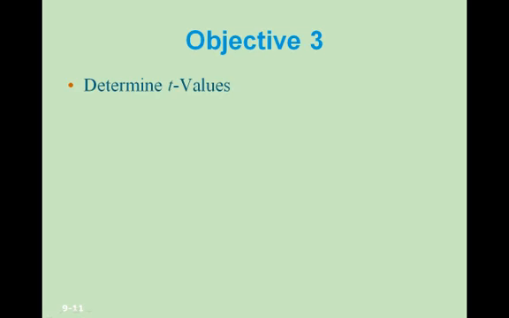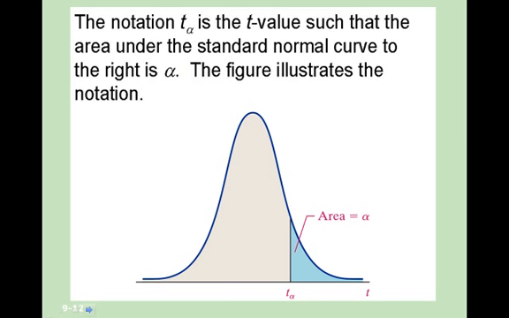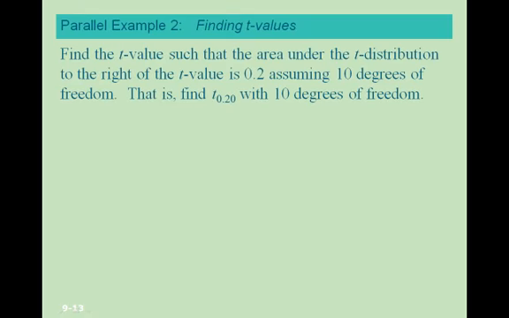Objective 3, determine t-values. The notation T sub alpha is the t-value such that the area under the standard normal curve to the right is alpha. And here we see it in this picture. So let's look at an example.